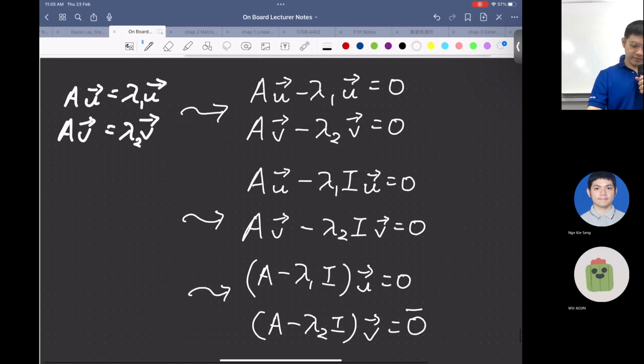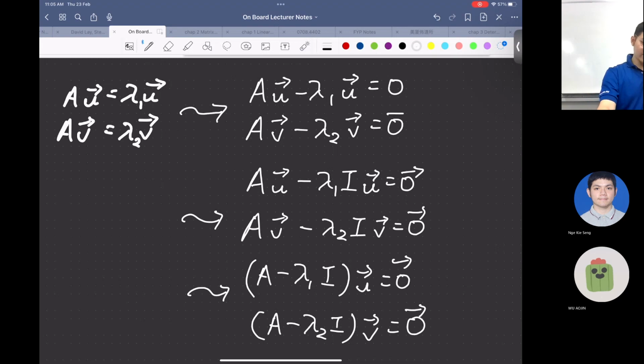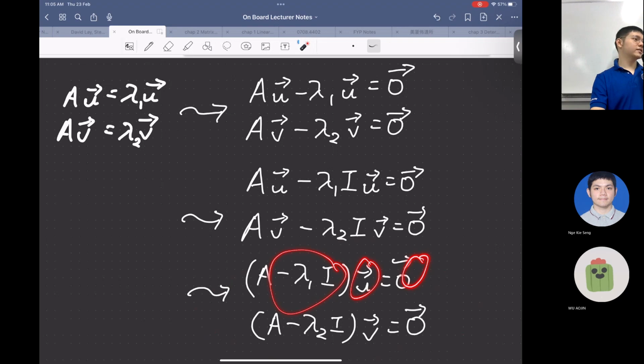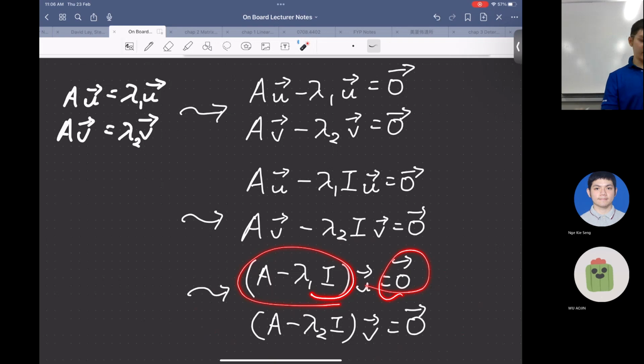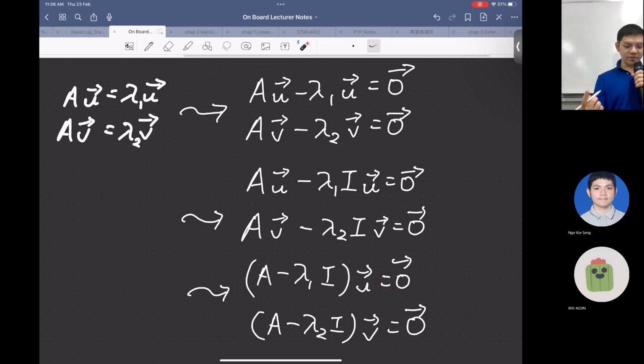So what's this? Matrix times vector equal to 0. Null space. Okay, null space, good. This is one of the keywords, null space. This is a homogeneous system for this matrix here, A minus lambda 1 I. What is the null space? So U is in the null space of A minus lambda 1 times I, and V is in the null space of A minus lambda 2 times I.